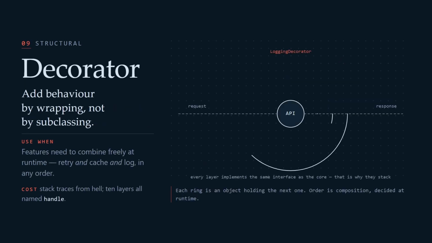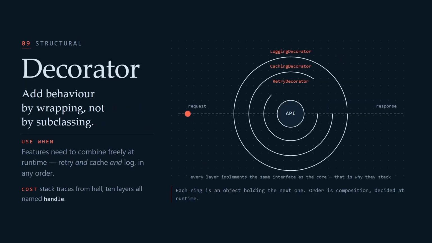A core handler. Retry wraps it, caching wraps that, logging wraps that, and every layer implements the same interface, which is exactly why they stack in any order. You pay for it later, reading stack traces with 10 frames all named handle.